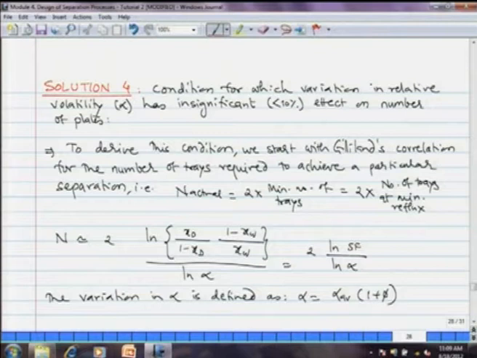Now, this product, x d divided by 1 minus x d into 1 minus x w divided by x w, is known as separation factor. This is popularly known as separation factor, SF, divided by ln alpha, where alpha is the relative volatility.